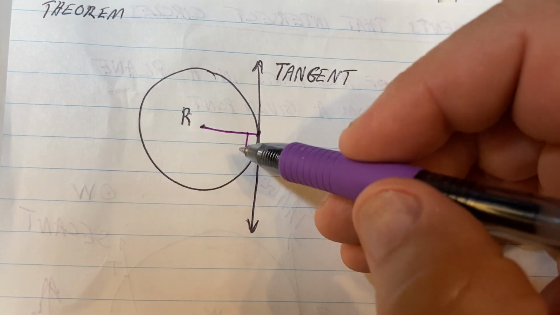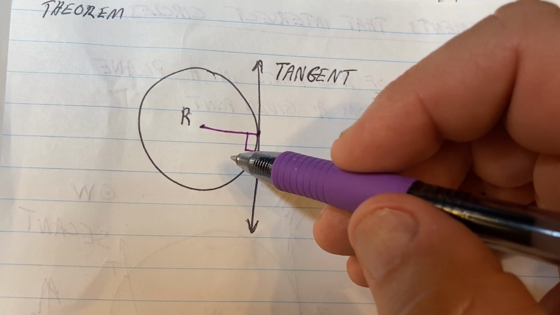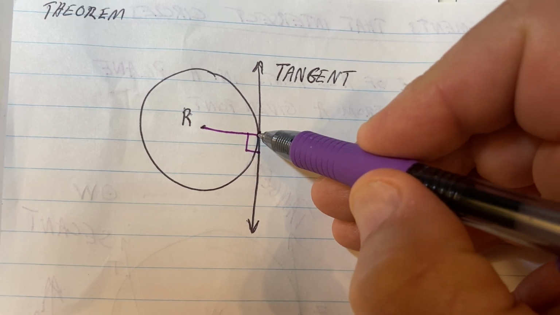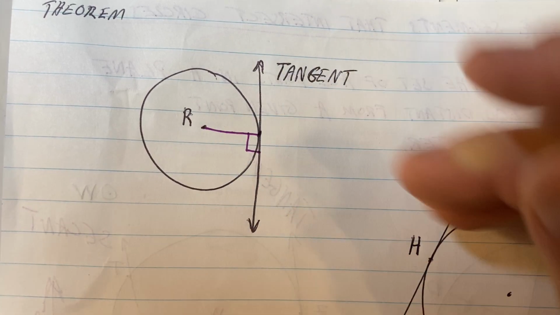In a plane, a line is tangent to a circle if and only if the line is perpendicular to a radius of the circle. Okay? If that's 90 degrees, that means that's tangent and that's a radius.